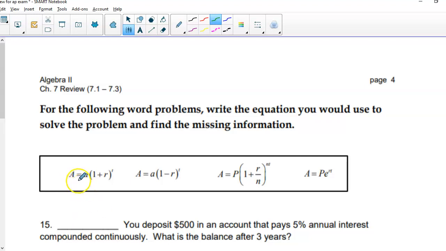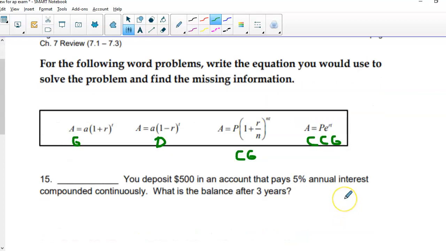But this first formula here is an exponential growth problem. This one is an exponential decay problem. This one is called a compound growth. And this one's called a continuously compounded growth. Okay? So how do I know which formula to use for which word problem? It really is just about deciphering what the words mean.